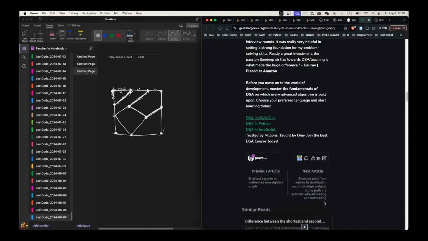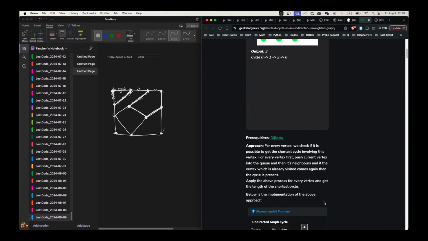Huh. Wait, hold on. Let me read this again. For each vertex, we check if it is possible to get the shortest cycle involving this vertex. For every vertex, first push current vertex into a queue, and then its neighbors. And if the vertex which is already visited comes again, then the cycle is present. Correct. Apply the above process for every vertex and get the length of the shortest cycle.